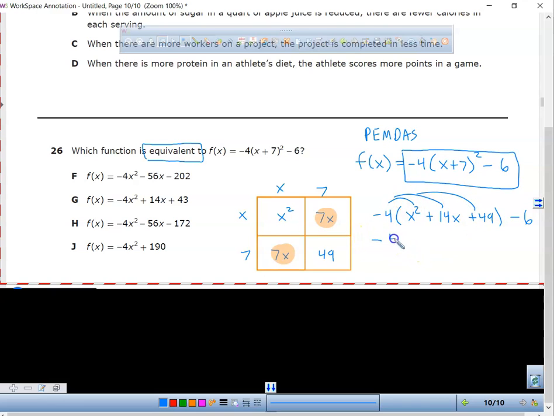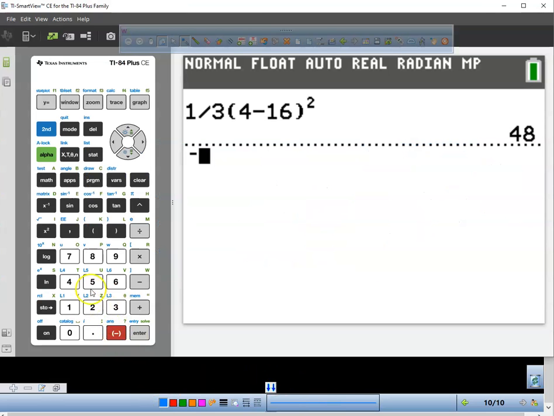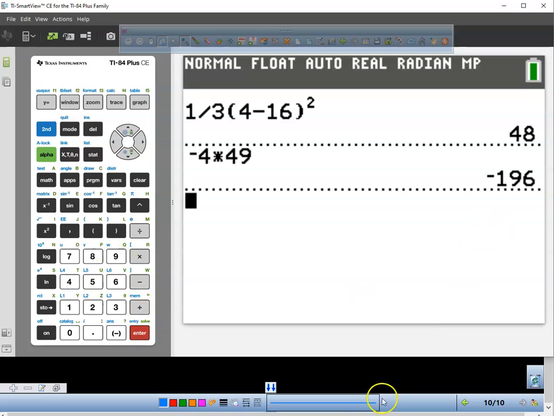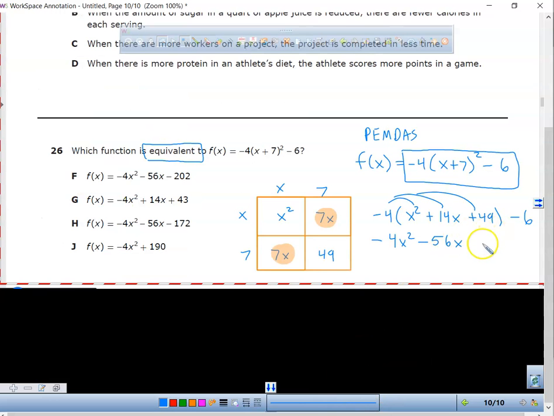We get -4x squared minus 56x. And then we got -4 times 49. -4 times 49. That gets me all the way to -196. And then we have to take away 6 more. So I think you guys can see our final answer choice.